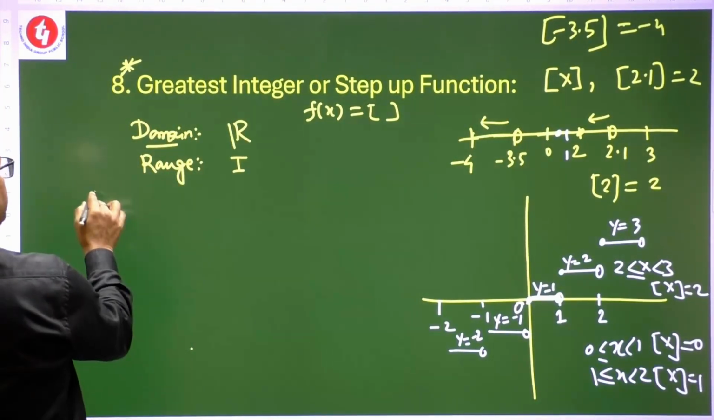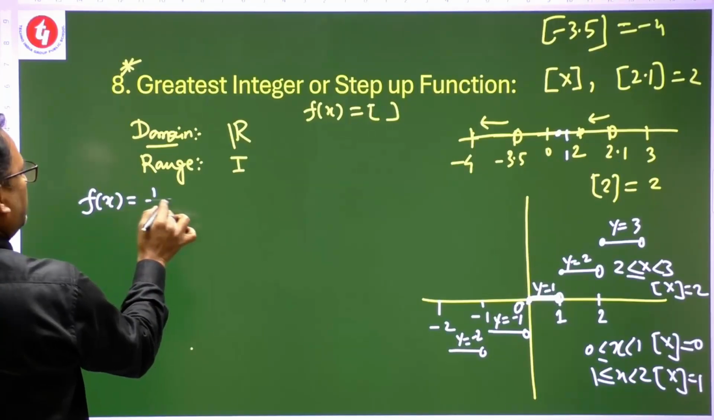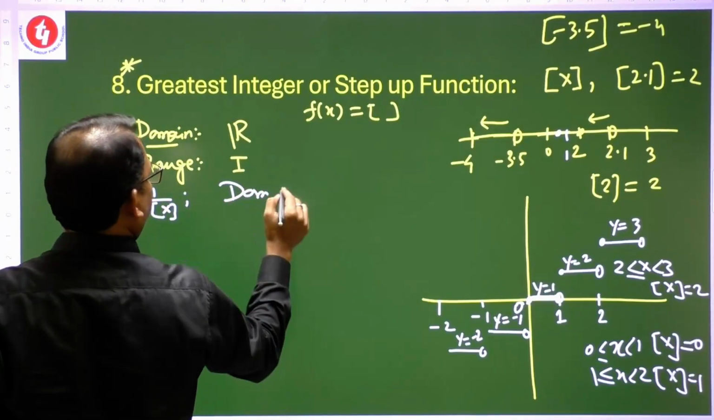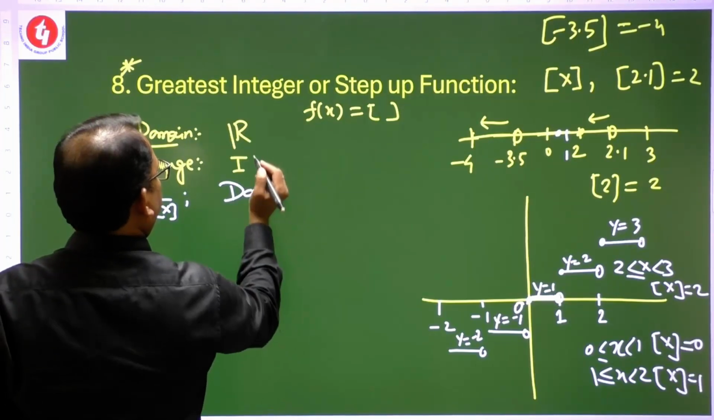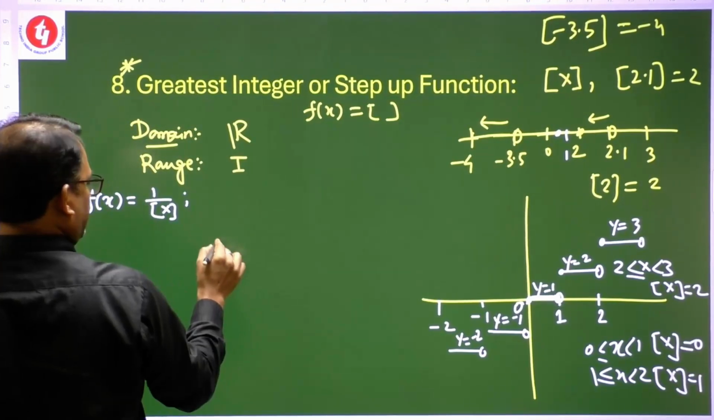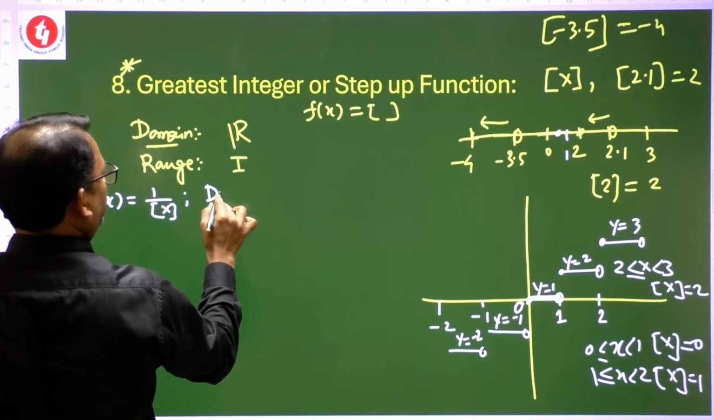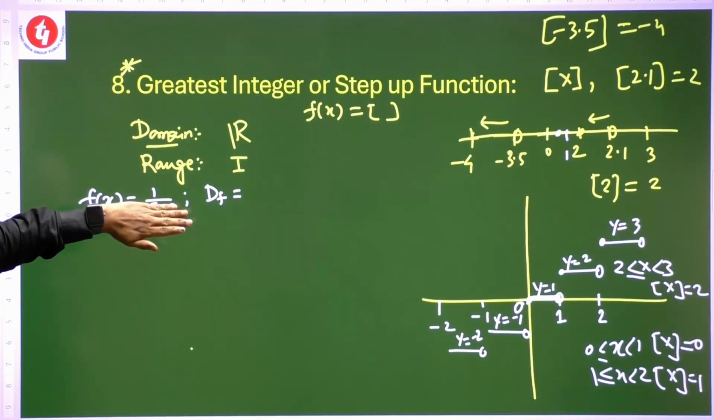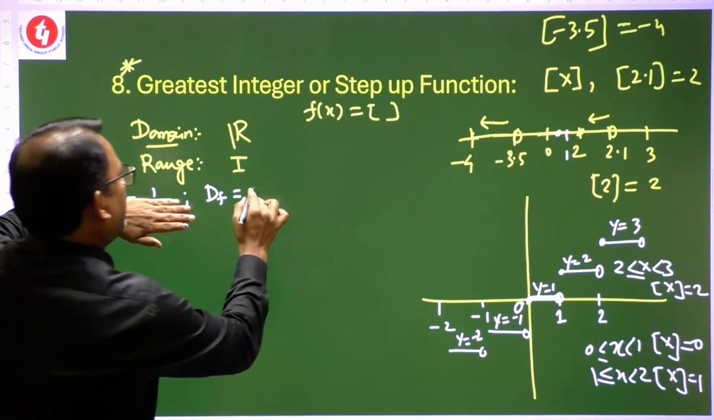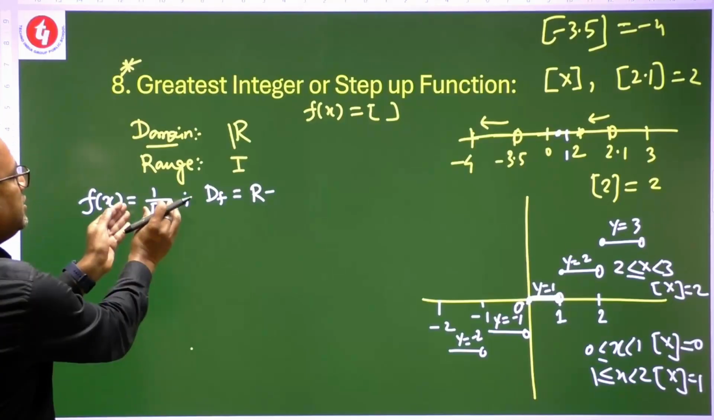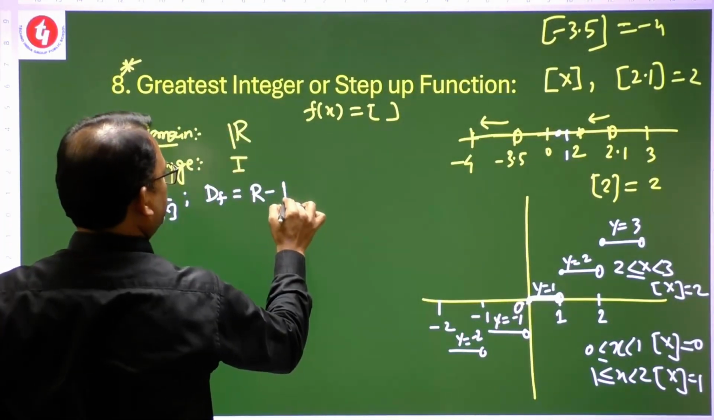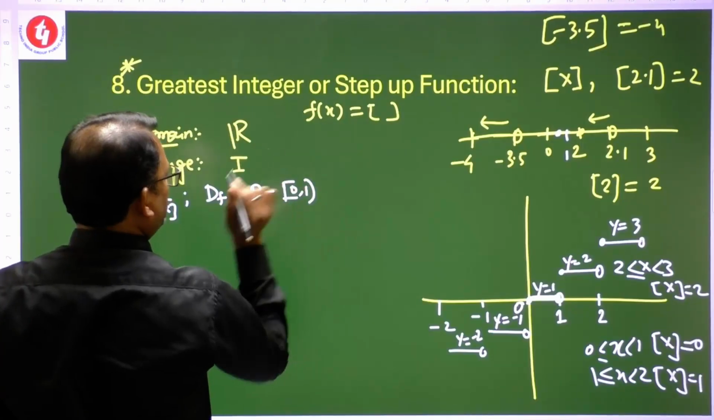Now next, suppose f(x) is equal to 1 by box of x. Can we find its domain and range? What is the domain of f? For box x, if this part is 0, then 1 by 0 is infinity, so I don't want this part. In the domain, I have to subtract those x for which it becomes 0. It becomes 0 from 0 to 1, so I don't take these values. From 0 to 1, I have to subtract.